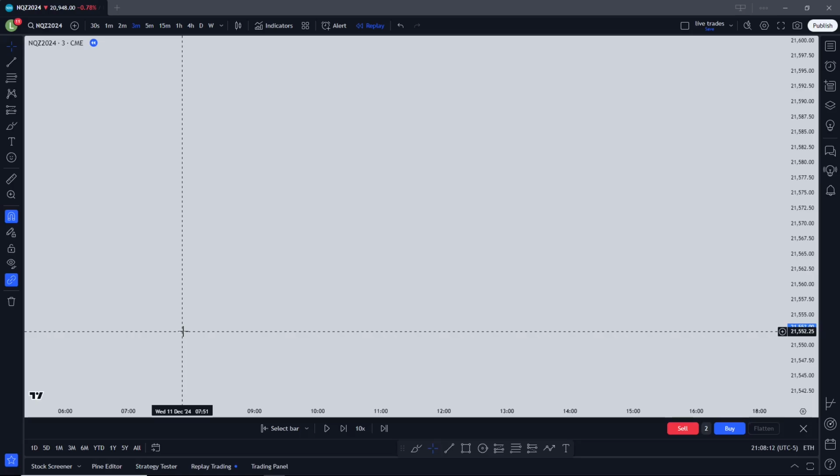What's up, guys? Today I'm going to be explaining the two different ways to get an entry using the inverse fair value gap strategy. Whichever way you want to use is up to you, whichever one you feel more comfortable using and whichever one you prefer to use. So let's get into it.